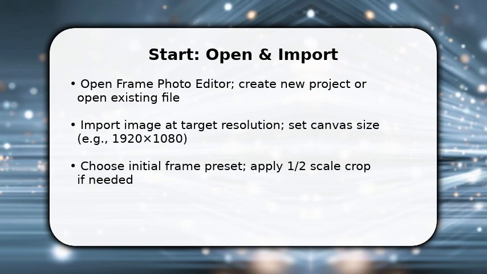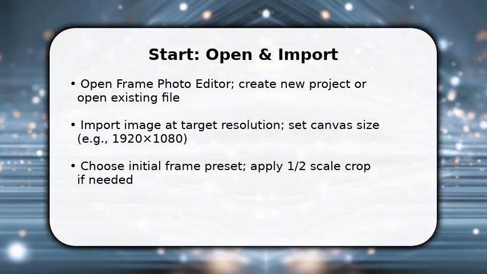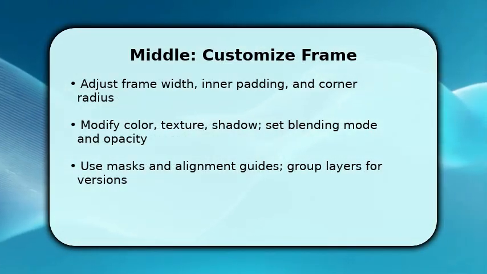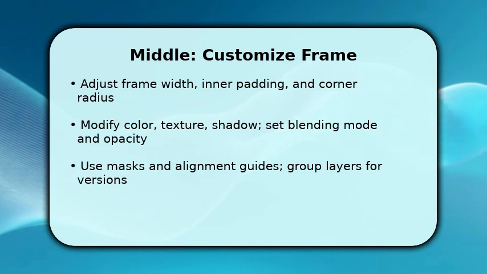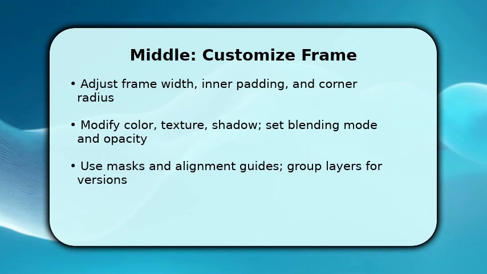Make sure to name the file version so you can revert and create a new layer for the frame so edits stay non-destructive. Now customize the frame so it complements the image. Adjust width, inner padding, and corner radius to control visual weight, change color or texture to match the photo's tones, and add a subtle shadow for depth.